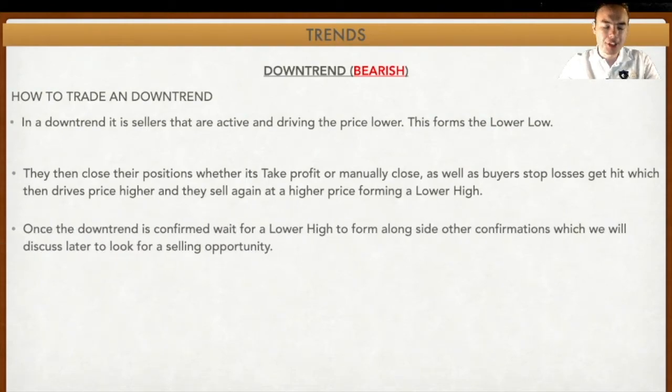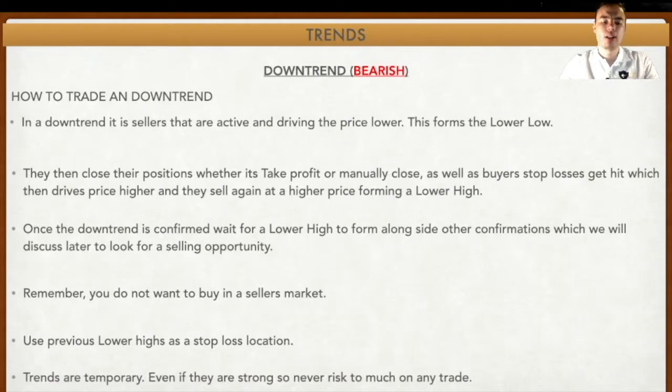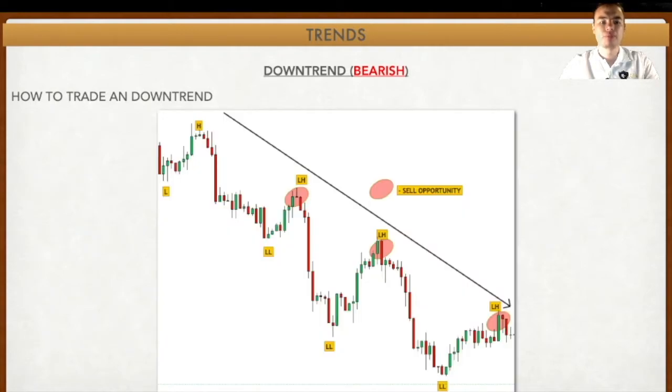Just like an uptrend, you need to wait for other confirmations like your Fibonacci, support and resistance, candlestick formations, market patterns, all of this kind of stuff. You do not want to buy in a seller's market. So you don't want to sell in a buyer's market, and you don't want to buy in a seller's market. Use previous lower highs as stop loss location. Remember, trends are temporary. Even if they're strong, don't risk too much.